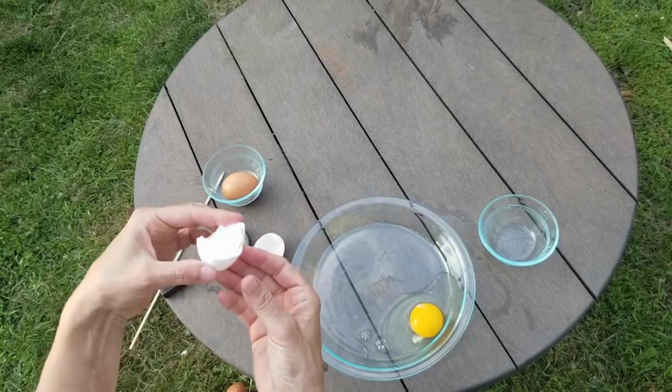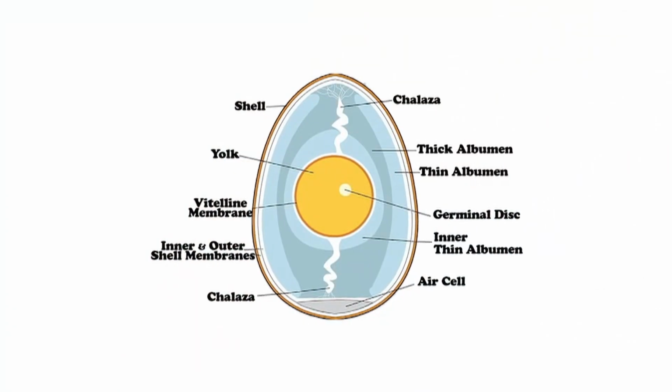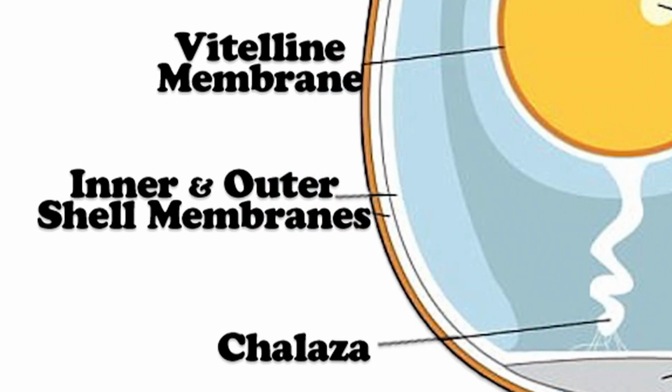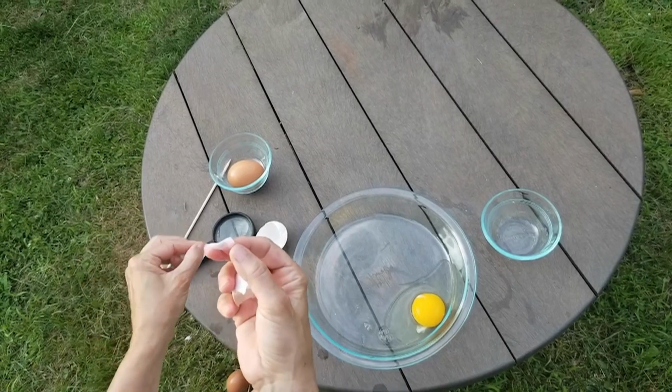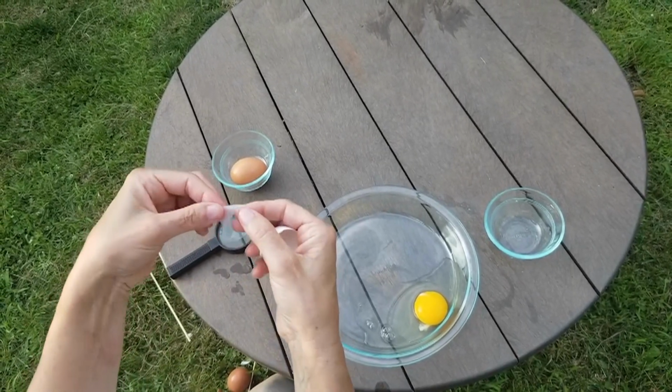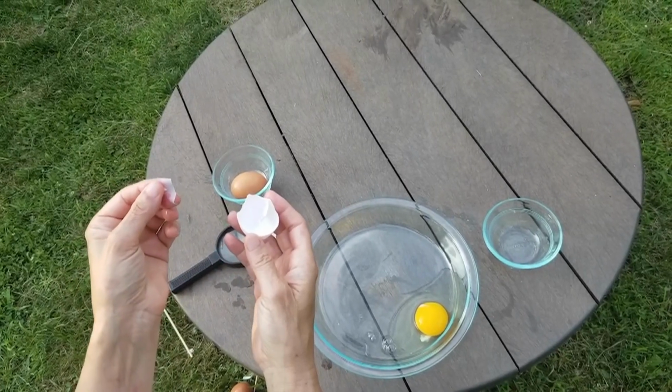Here we can see the outer shell and we can see the membrane. The membrane is a very thin, but very flexible and strong coating just inside the egg. It's much like our skin, made of keratin.